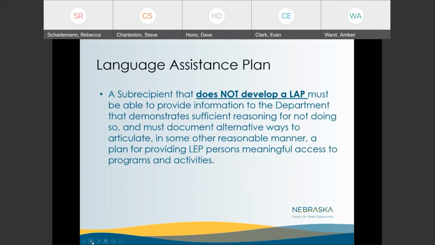So a subrecipient that does not develop a LEP must be able to provide information to the department that demonstrates sufficient reasoning for not doing so. It must document alternative ways to articulate in some other reasonable manner a plan for providing LEP persons meaningful access to programs and activities. So that's oftentimes discussed in the 4-factor analysis on the last question of what resources are available. And those smaller communities speak to what they would do if they interact with someone who does not speak English. Next slide.